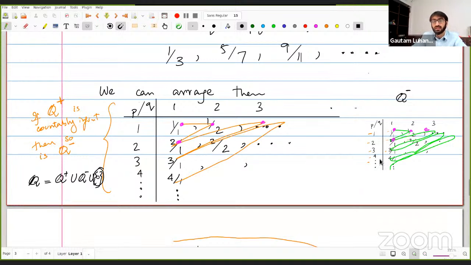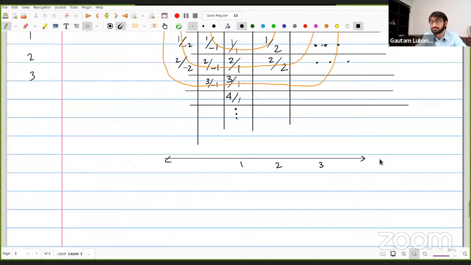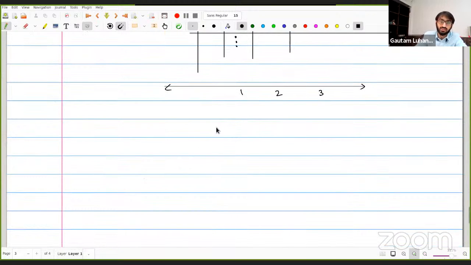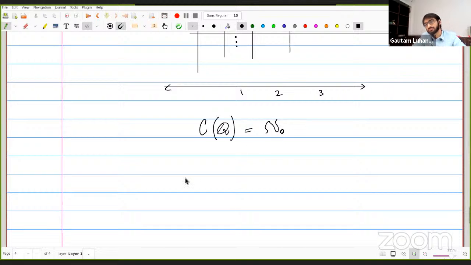And so since you can count them, the cardinality of Q, and let me make this a symbol, the cardinality of Q is also Aleph null. Everyone on board with that?